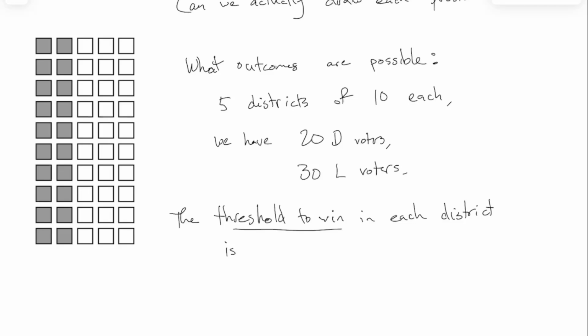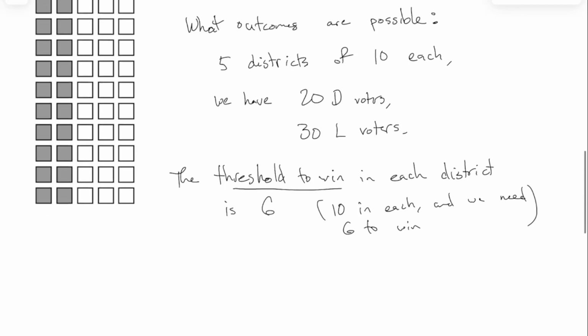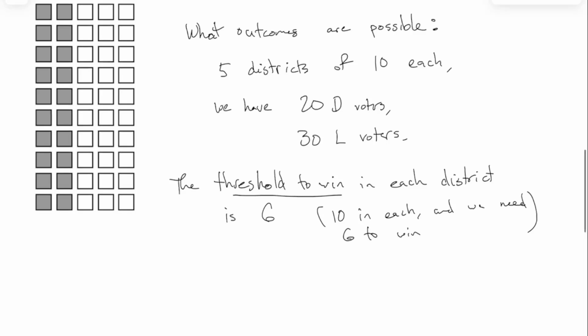The threshold to win in each district is 6. That's because there's 10 in each, and we need 6 to win. A tie doesn't count. All right, so there's 10 in each district, so we need 6 to win. So how many total districts could the D's win in theory?